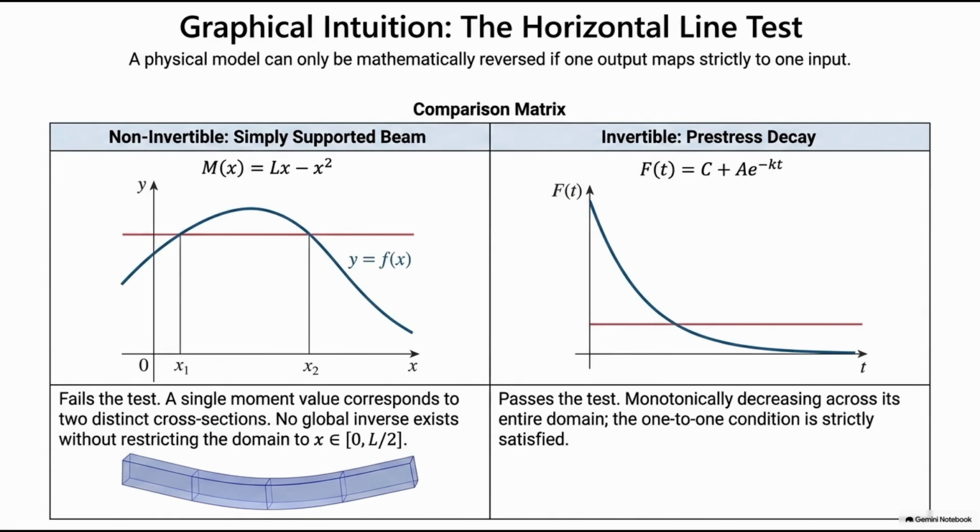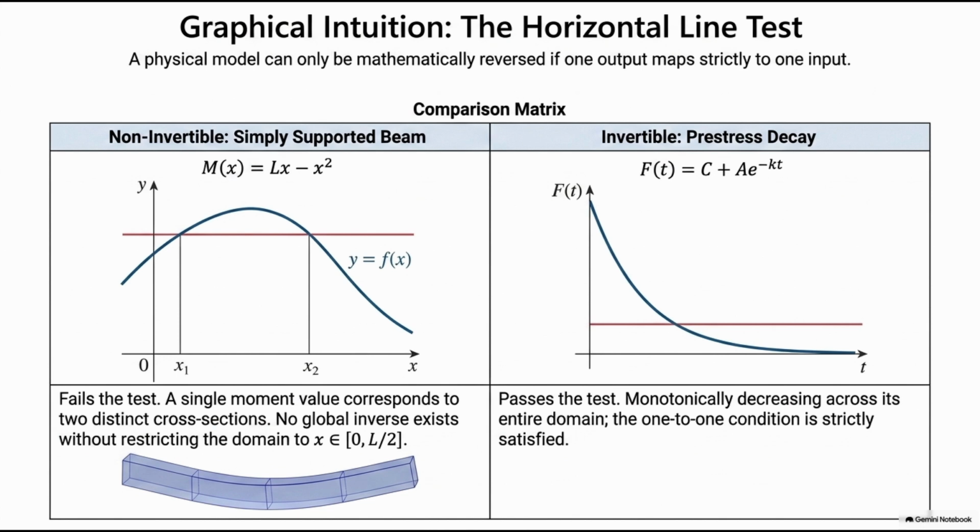Consider the bending moment along a simply supported beam, which forms a parabolic curve that rises and then falls. Any horizontal line intersects this parabola at 2 points, meaning a single moment value corresponds to 2 different cross-sections. Therefore, no global inverse exists unless we restrict our attention to the monotonically increasing first half of the beam.